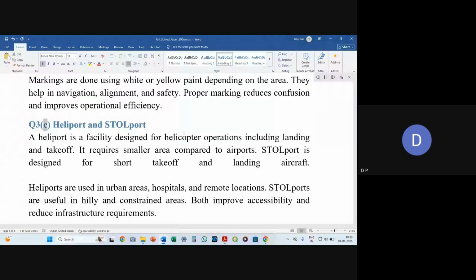Q3. C. Heliport and STOLport. A heliport is a facility designed for helicopter operations including landing and takeoff. It requires smaller area compared to airports. STOLport is designed for short takeoff and landing aircraft. Heliports are used in urban areas, hospitals, and remote locations. STOLports are useful in hilly and constrained areas. Both improve accessibility and reduce infrastructure requirements.